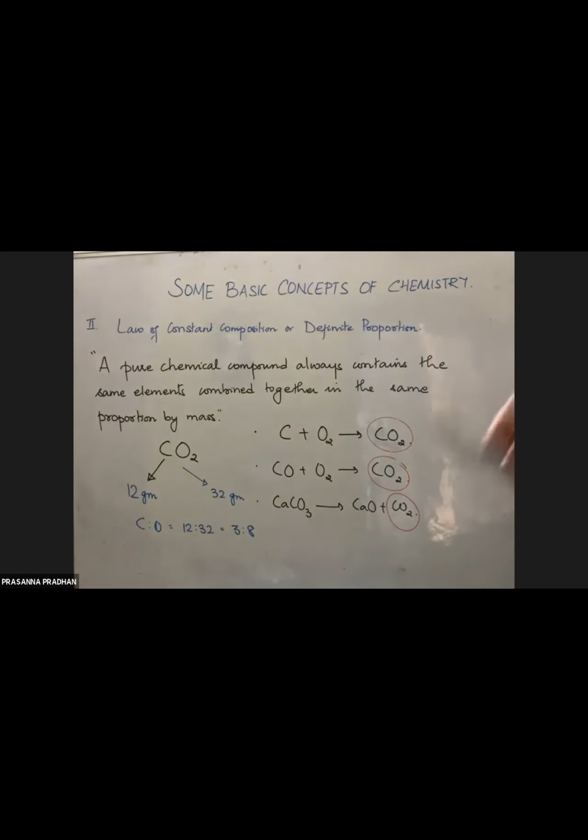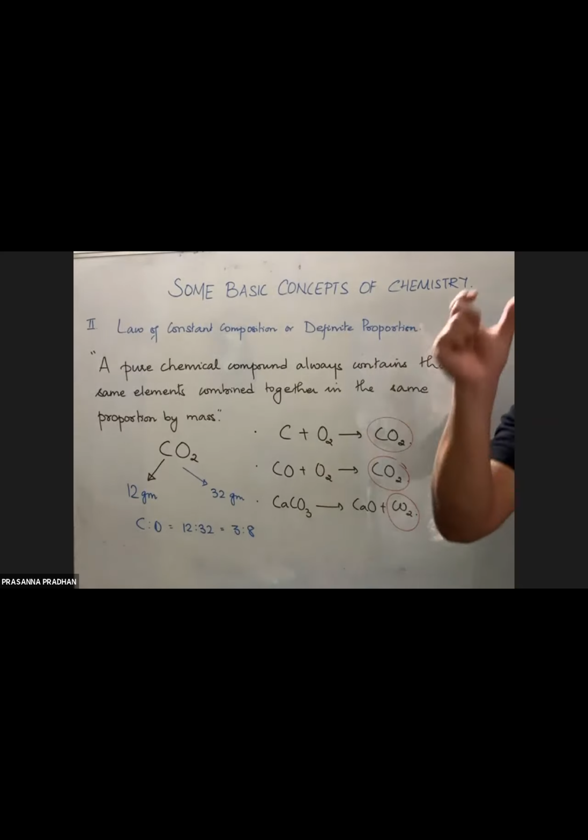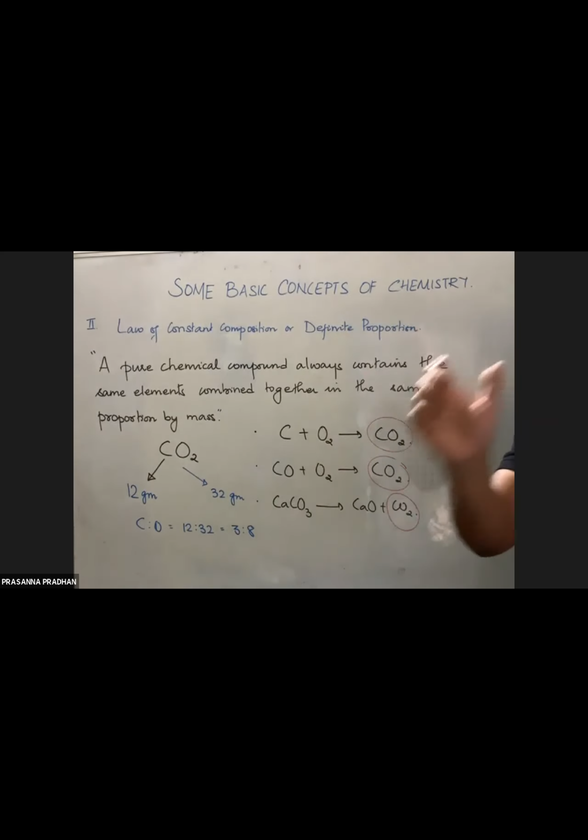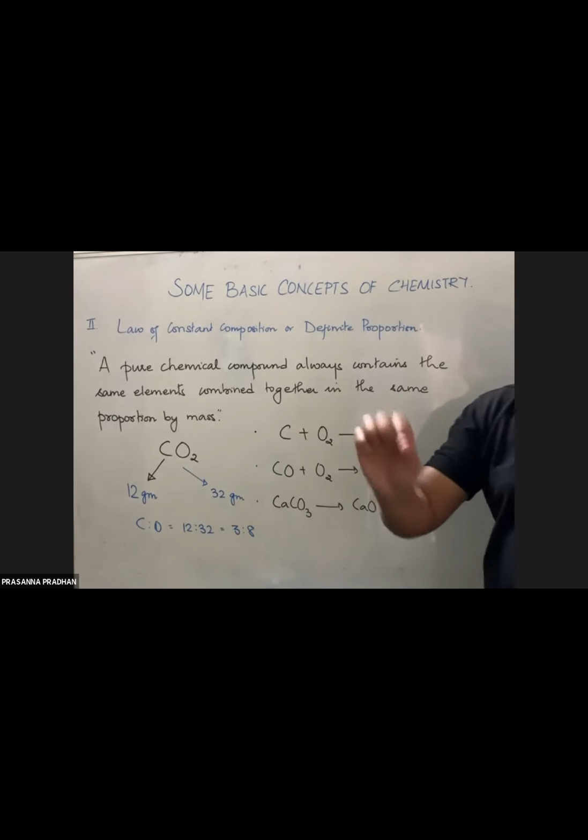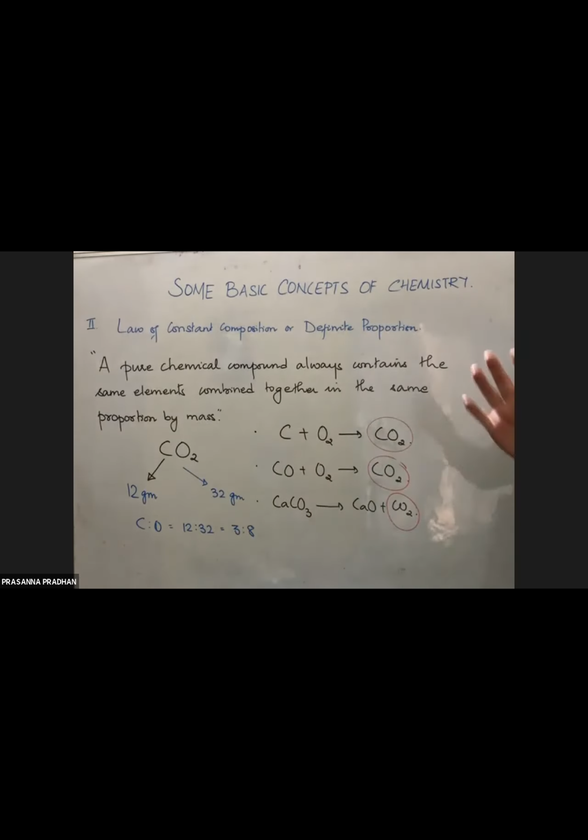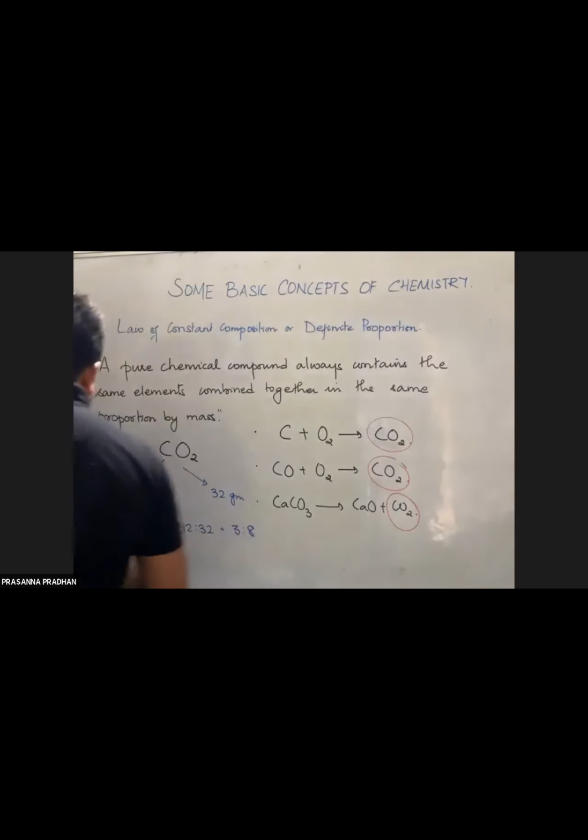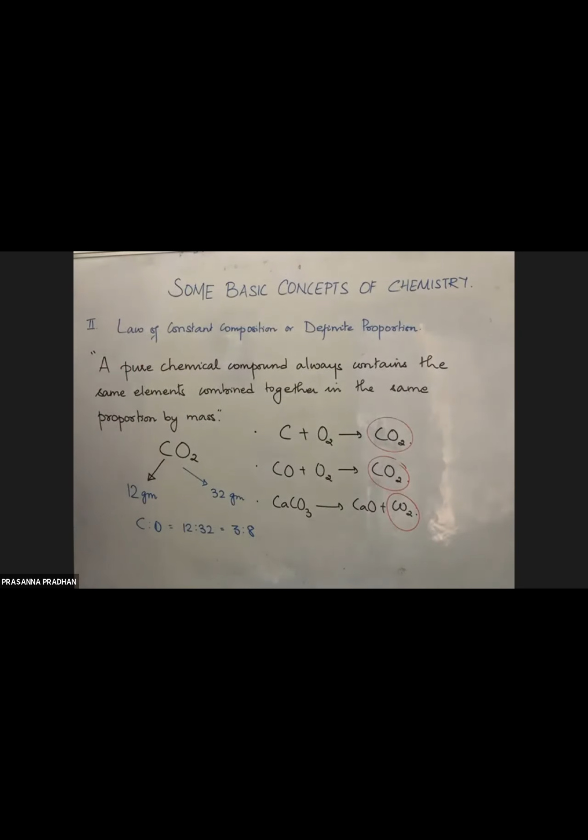So for carbon dioxide, we can generalize this statement. Carbon dioxide always contains the same two elements, carbon and oxygen, combined together in a 3:8 ratio by mass. Irrespective of the nature of preparation, it always contains the same two elements, and the same two elements will always combine in this proportion by mass.